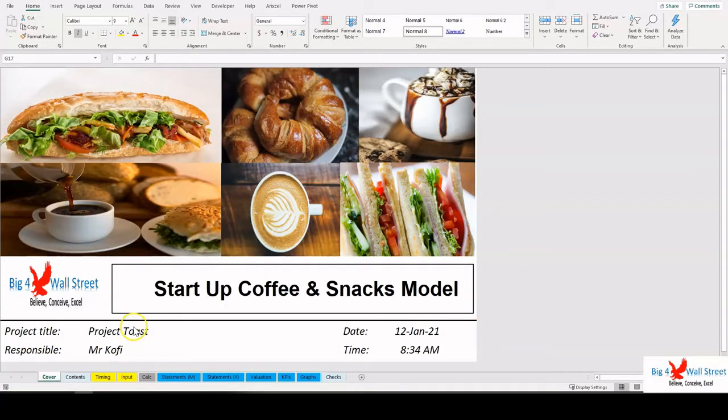This is a financial model for starting a coffee shop with snacks. The model supports both sitting clients as well as takeaway. Additionally, the model takes into account revenues from in-store facilities as well as from online presence, website and related platforms.